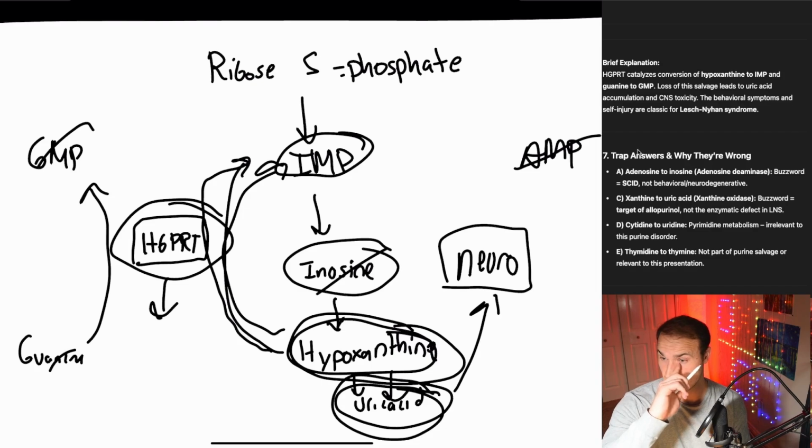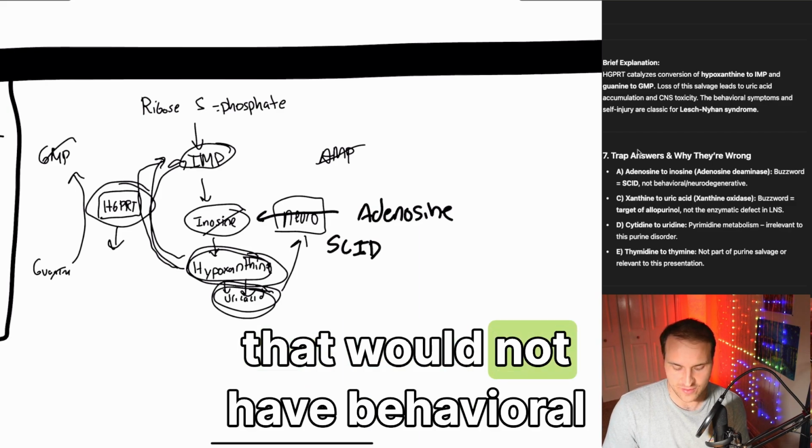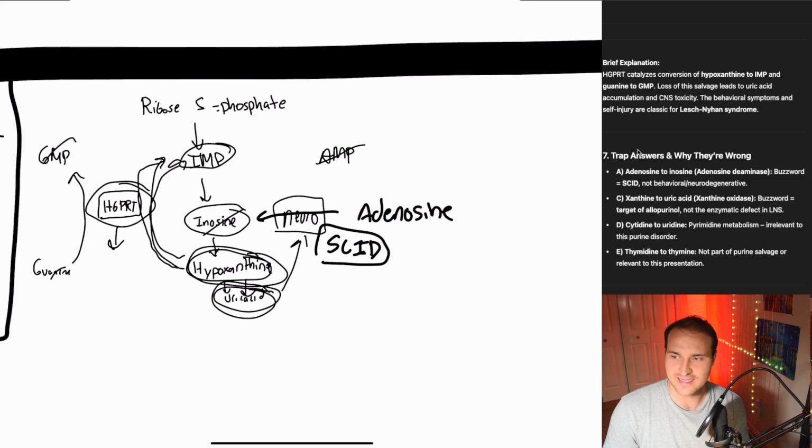All right, so some trap answers. Adenosine. Now, I know why they're saying that, because over here we have adenosine. It's just chilling. And adenosine does actually go over to inosine, right? That's cool, but that's a different deficiency. The buzzword you should be thinking of is SCID. That would not have behavioral components. That's your adenosine deaminase. And that should make sense, right? Because adenosine is deaminated and then we get the inosine. So that's SCID, a different presentation.